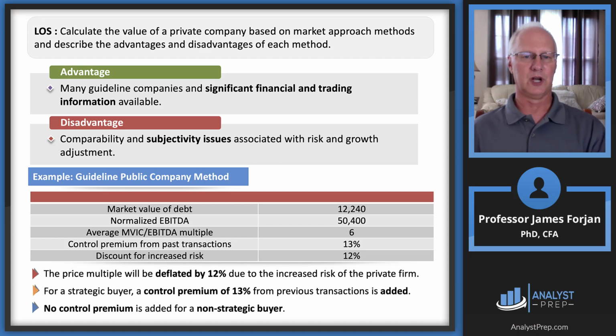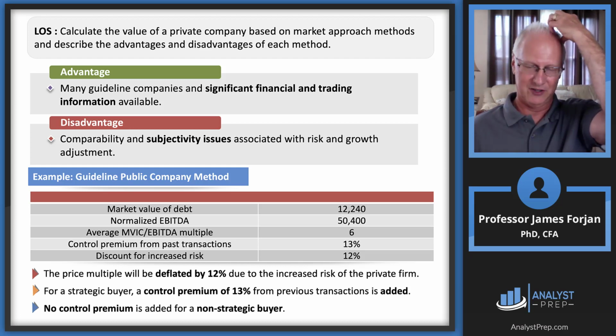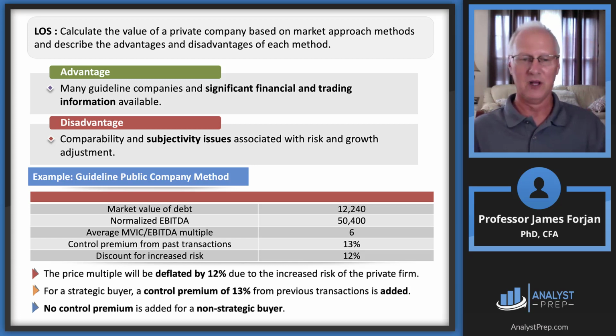Now let's introduce a couple of concepts here. The price multiple will be deflated by 12% due to increased risk of the private firm. So here is one of those adjustments. For a strategic buyer, a control premium of 13% from the previous transactions is added. For a non-strategic buyer, there's no control premium, but we need to consider that price multiple deflation.